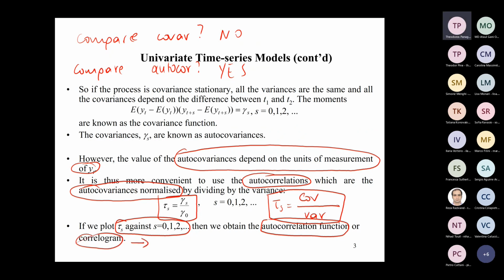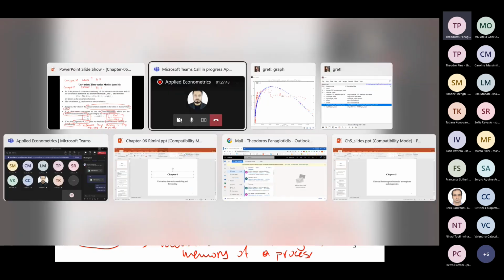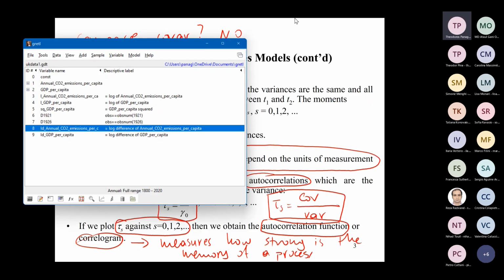What is the correlogram? The correlogram measures how strong the memory of a process is. When we say memory, we mean how important past observations are for a process, how important lagged values are for a process.